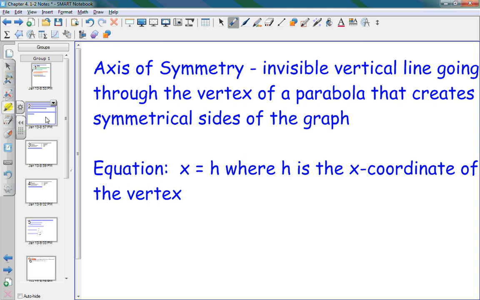Now, the equation for the axis of symmetry, it's an equation, folks. It's a vertical line equation, and it's going to be x equals h every time. Don't just tell me h, don't just say k, say x equals h, whatever the h value is.